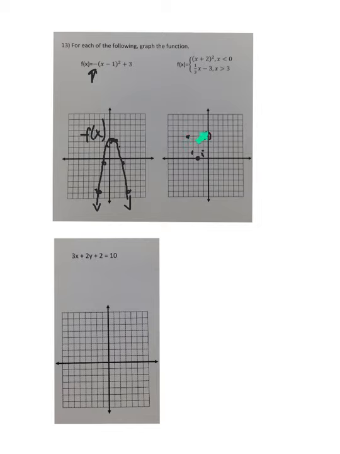Now, I have an open circle here because the domain says x is less than 0. So I can't include that value at 0, but anything less than that is fine. Those are the points that I would use to make my graph of the parabola.